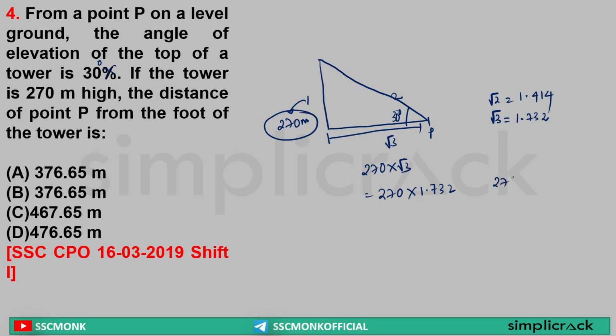It will be 270 plus 0.7. 7 7s are 49, 7 2s are 14 plus 4 is equal to 18. So let's say it will be 954. So it will be 459 plus something, and that is close to 467.65. This is how you can guess it, or you can do the calculation and find the answer.